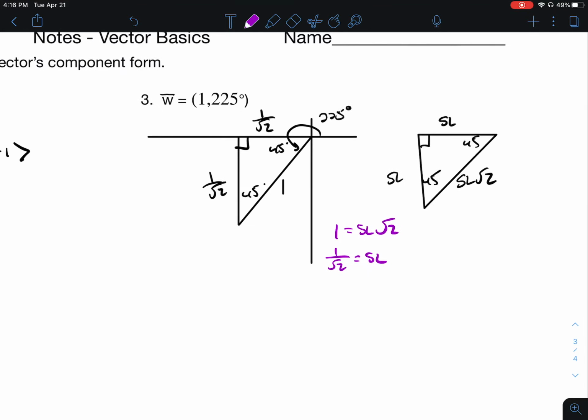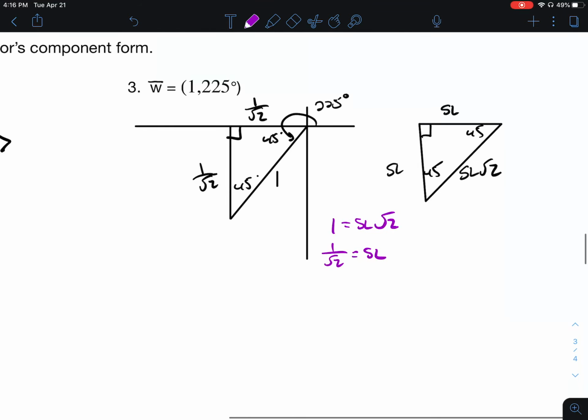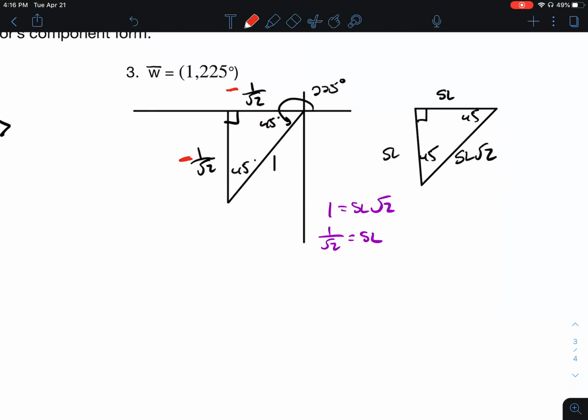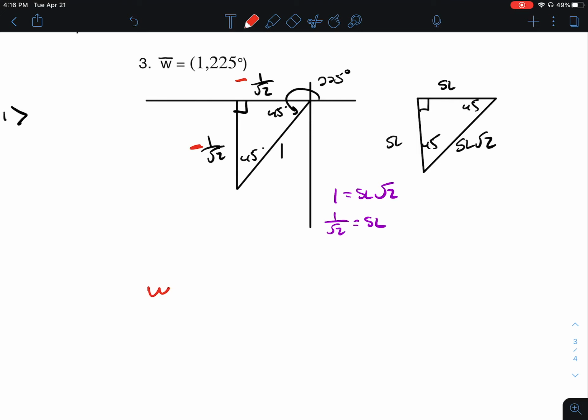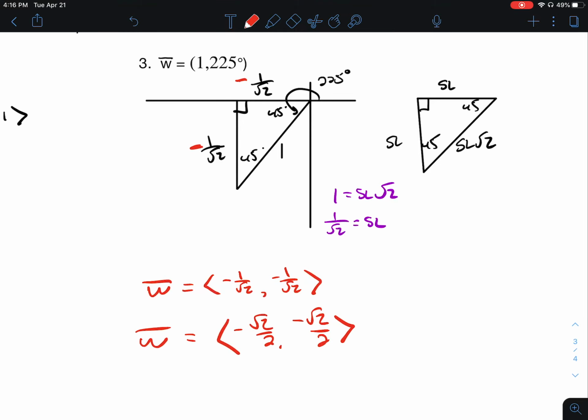Now, we would like for this denominator to be rationalized. Keep also in mind that we went left and we went down, so these are negative. So we are saying that the components for vector w is negative 1 over the square root of 2 and negative 1 over the square root of 2. And we would rather write that as negative square root of 2 over 2, negative square root of 2 over 2. That is me rationalizing the denominator.